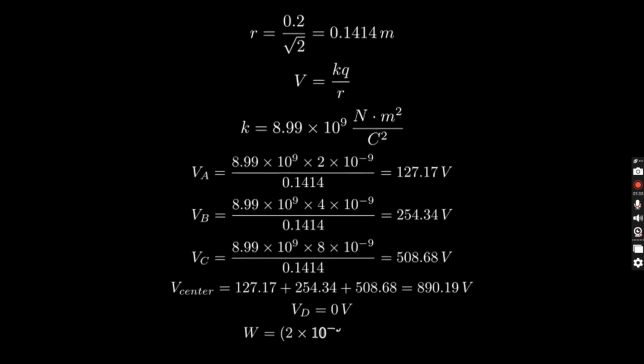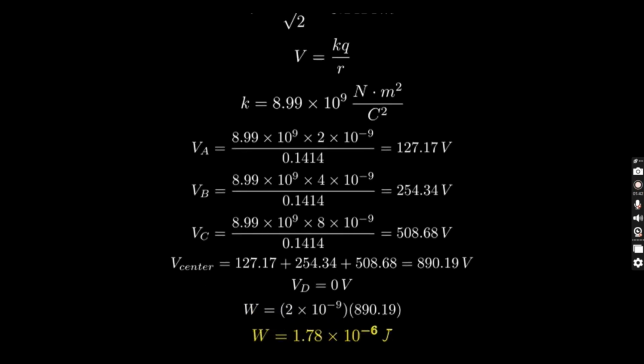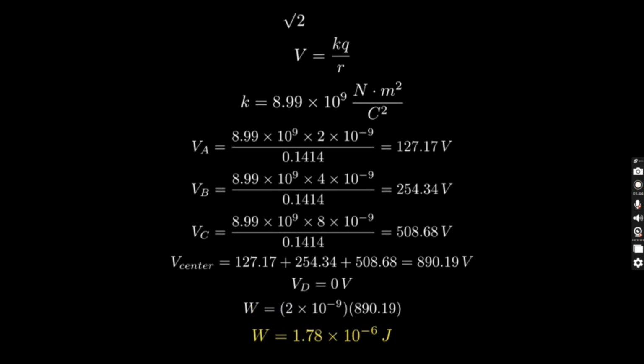Finally, we can calculate the work done by multiplying the charge being moved, 2 nanocoulombs, by the change in potential, which is 890.19 volts. This gives us 1.78 times 10 to the minus 6 joules. And that's our answer. The work done to move the 2 nanocoulomb charge from corner D to the center of the square is 1.78 times 10 to the minus 6 joules.